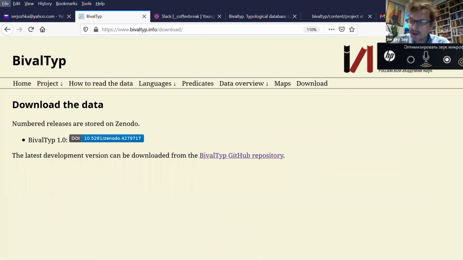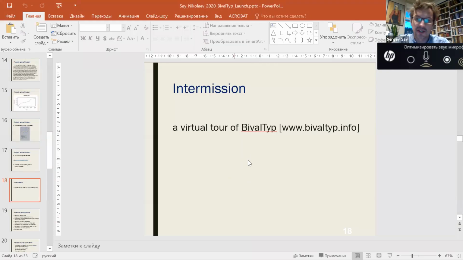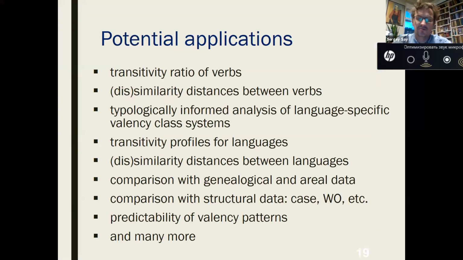So I'm afraid I don't have much time left, or actually I've run out of time already, but probably I will just very briefly present some results, so to say.